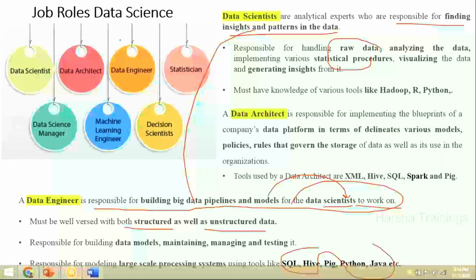But a person may not become a master in both of them. Either you choose data science or you choose big data. Both are different fields.